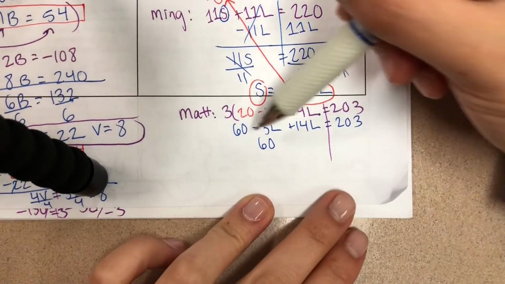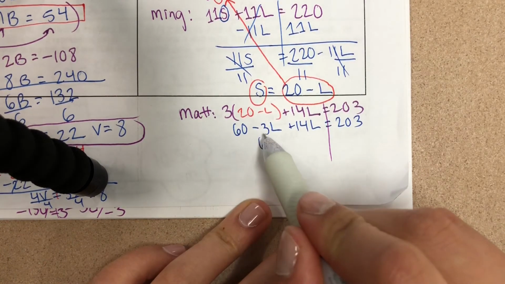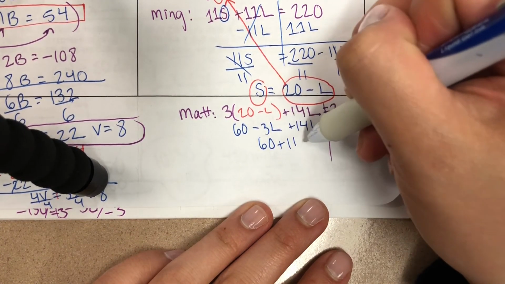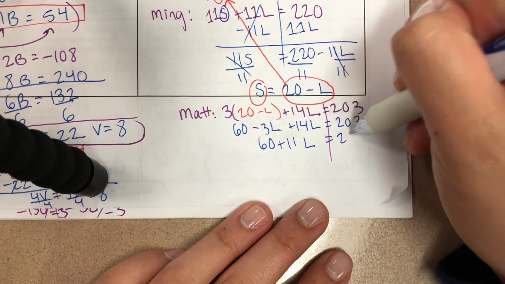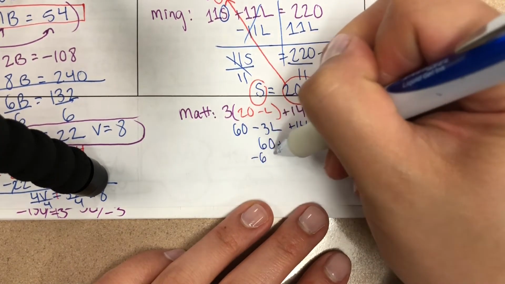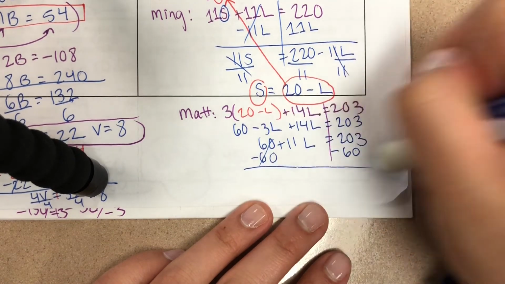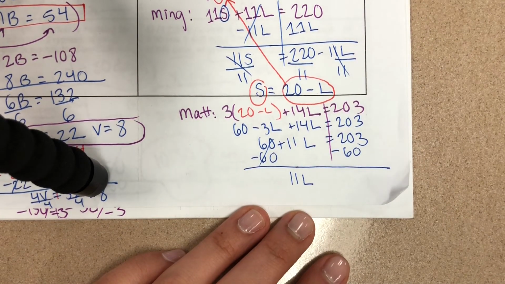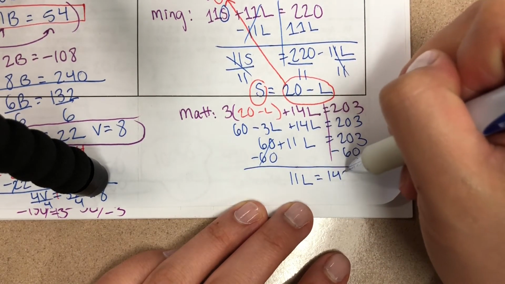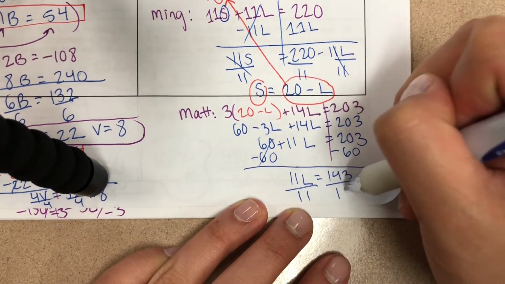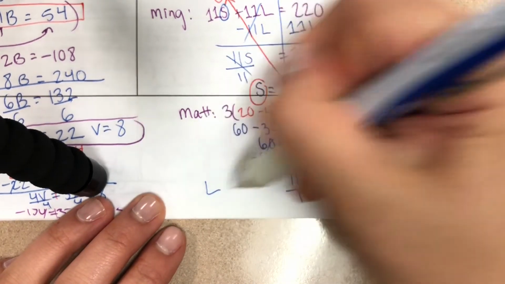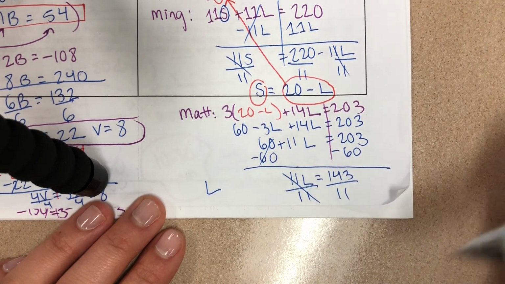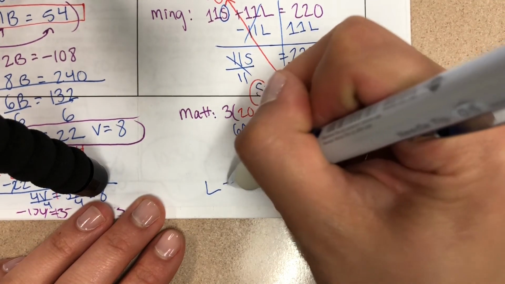I can combine these terms, so I bring down my 60. I'm going to combine these terms, negative 3L plus 14L. Negative 3 plus 14 is positive 11L. I bring down my 203, subtract 60 from both sides. Those cancel. I bring down 11L. 203 minus 60 is 143. My last step is to divide by 11 on both sides. These cancel, leaving L, and then 143 divided by 11 is going to be 13.